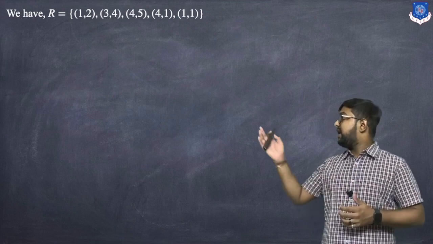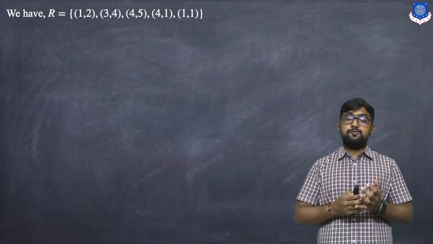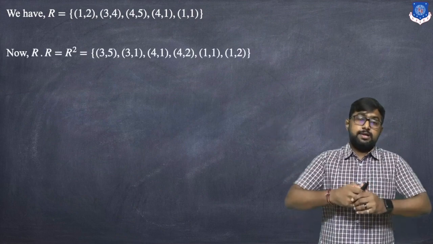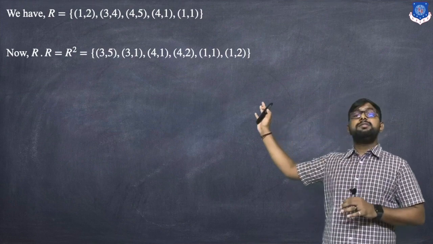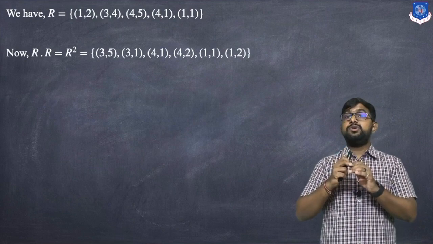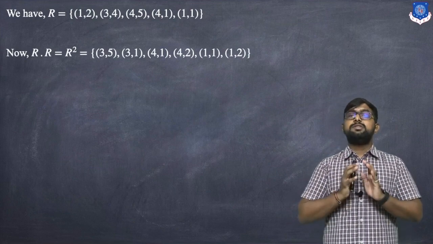So here we have R equals this. Now all we need to find is R square, R cube, R raised to 4 and R raised to 5. So R square will be like this. How is it calculated? 1 is related to 2. See, in R consider (1,2): 1 is related to 2. Now in the same R, 2 is related to which point? 2 is related to nothing. So just ignore that point.